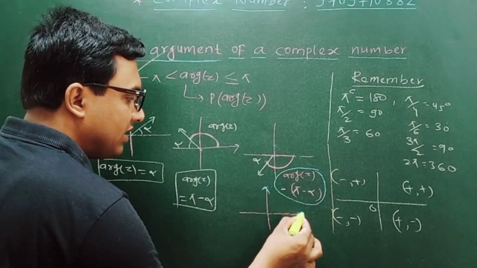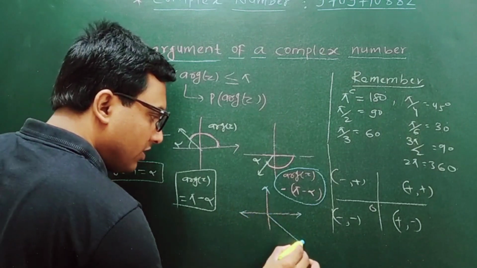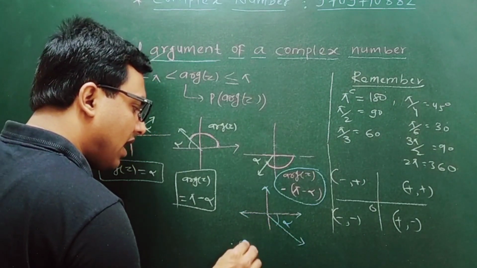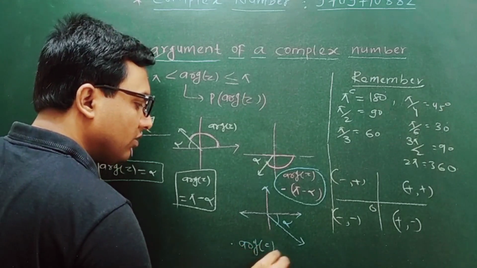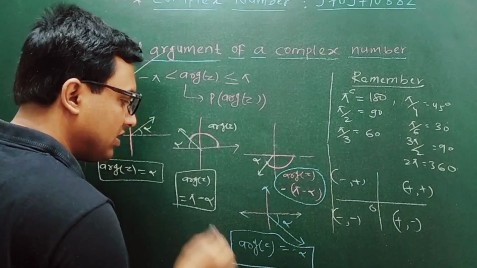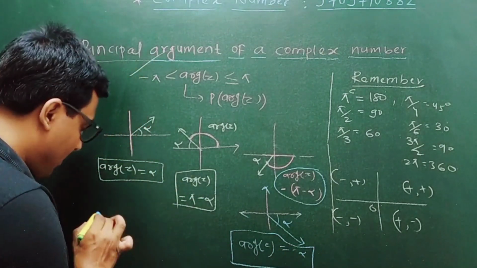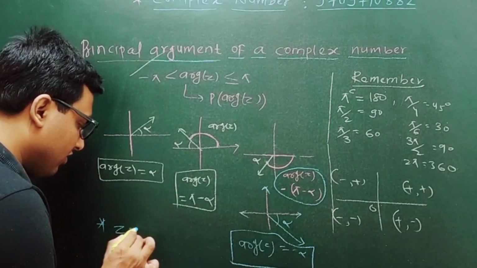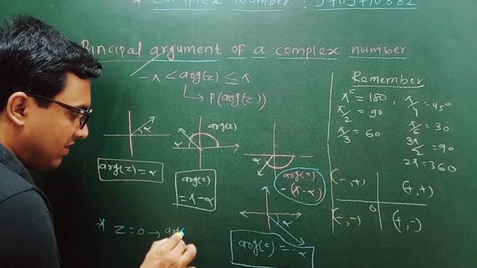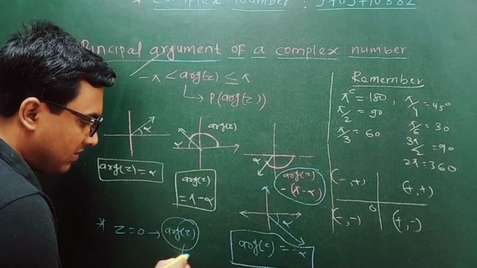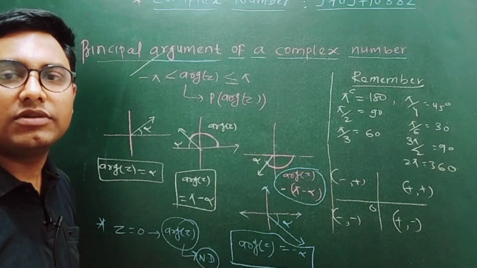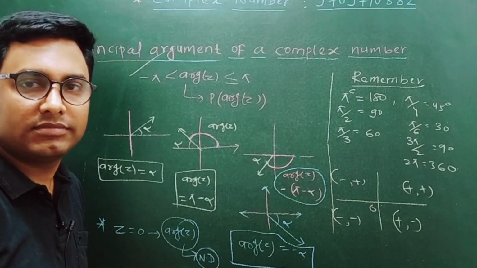In the fourth quadrant, alpha is here. So argument of z is equal to minus alpha. And remember, z equal to 0 means the argument is not defined. Clear?